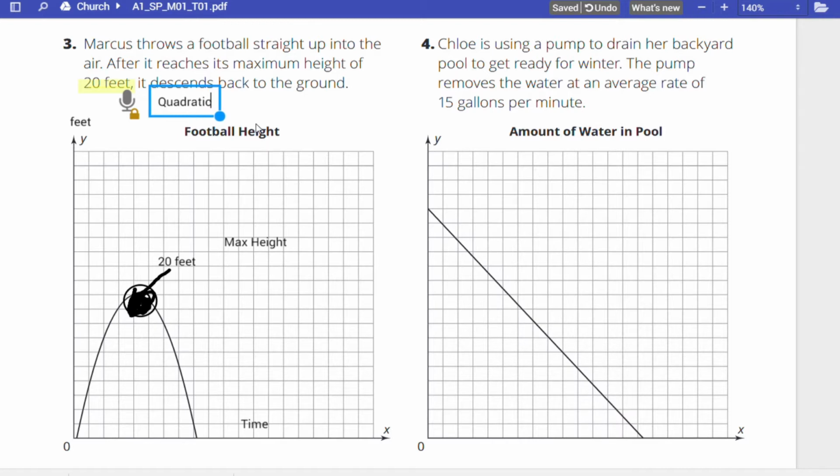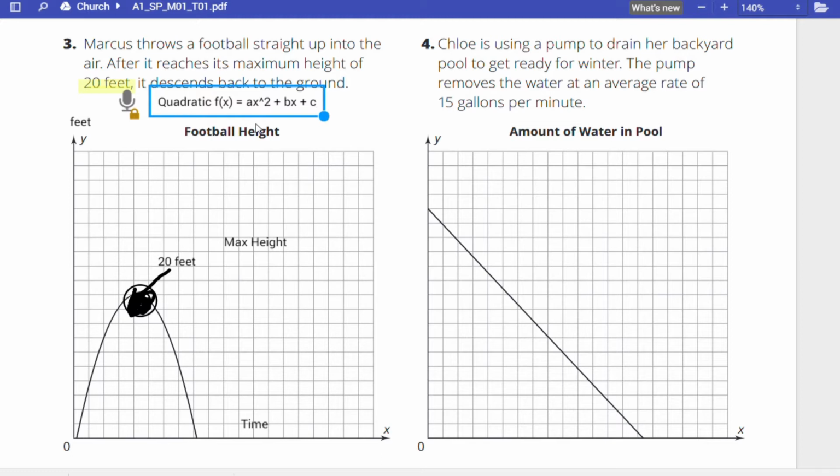Okay, and remember, quadratic looks like this. F of x is equal to ax squared plus bx plus c.